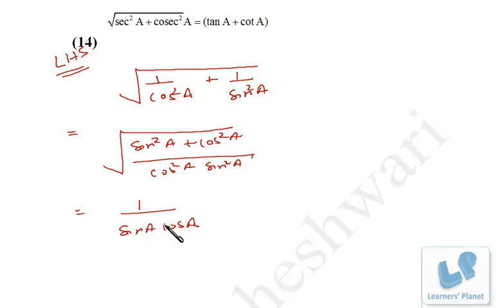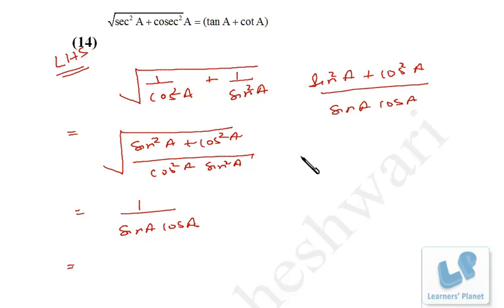But we want the right hand side to be in tan a and cot a, right? So what we can do, further, I put the value of 1 as sin square a plus cos square a, right? So it's sin square a plus cos square a upon sin a cos a. If sin square a plus cos square a is 1, that means 1 can be written as sin square a plus cos square a.